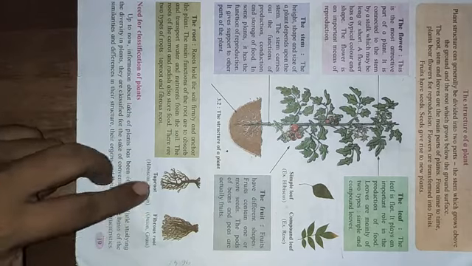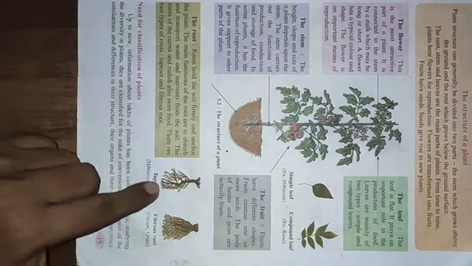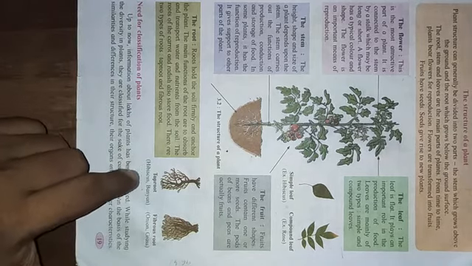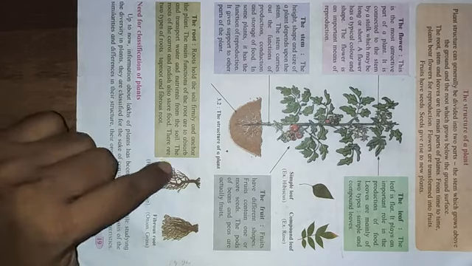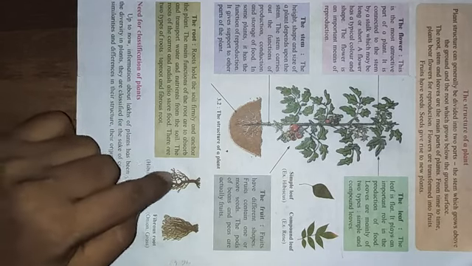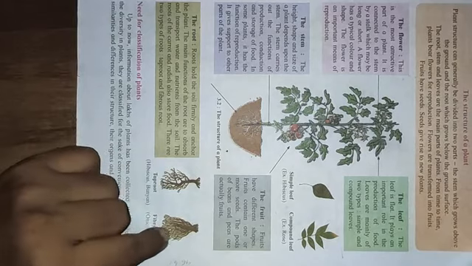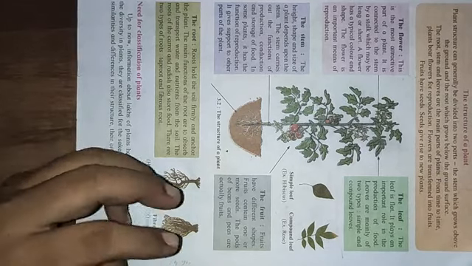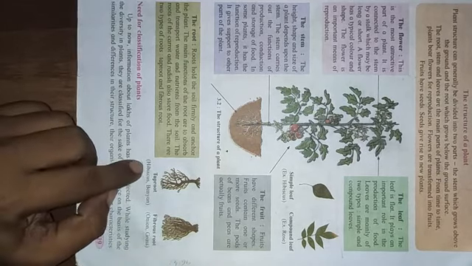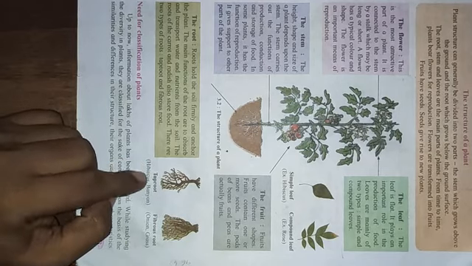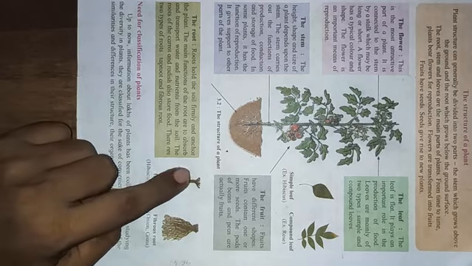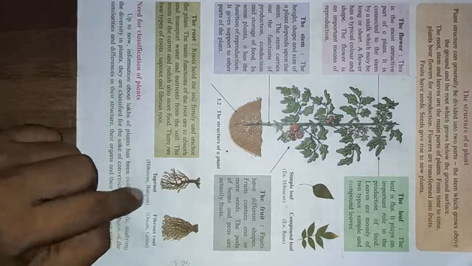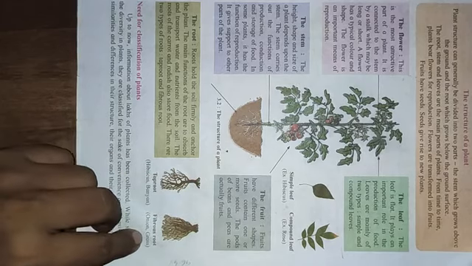It has two types: taproot and fibrous root. Taproot means it has branches, too many branches. In the fibrous root, there is a fiber-like structure. Hibiscus, banyan and mango plants have taproots, and they are strongly connected to the soil. Fibrous roots are found in onion and grass.